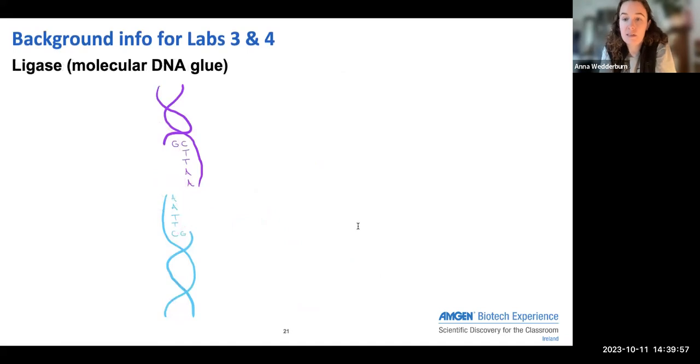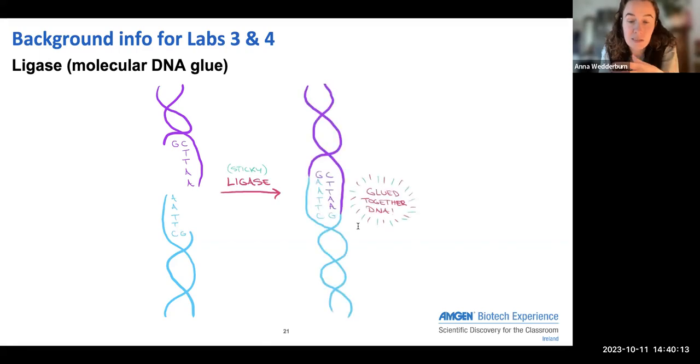The next thing you need to learn about is something called ligase. This is an enzyme that sticks broken DNA strands back together. So it's basically a molecular glue. You just stick it in and it sticks the DNA back together. And just so you know, ligase is naturally used in DNA replication and repair, but we also use it in the lab.